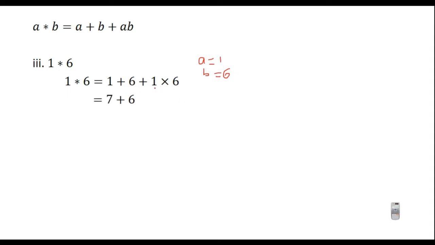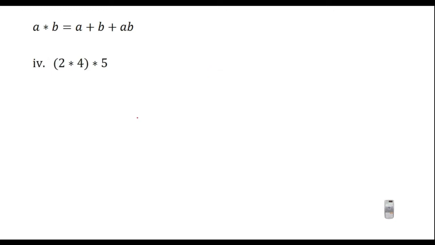We first do the multiplication first. So 1 times 6 will give us 6. Then 1 plus 6 will give us 7. 7 plus 6 will give us 13. Now we move on to IV. IV says we should do 2 star 4 in bracket, star 5.